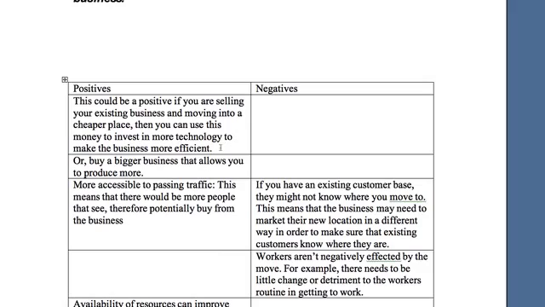So for example, when I've gone through, I've gone, well, it's more accessible to passing traffic. However, if you have an existing customer base, so those links like however, therefore, those are links between different elements. So that can help you to get higher marks in the essay.